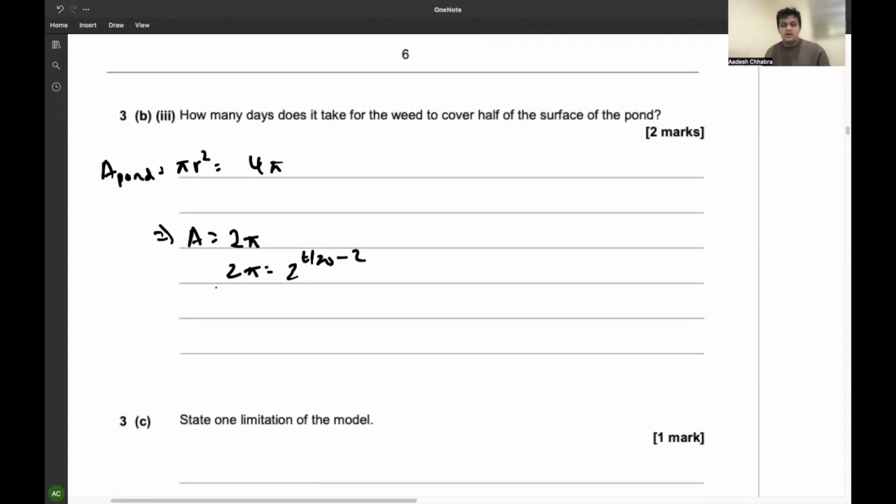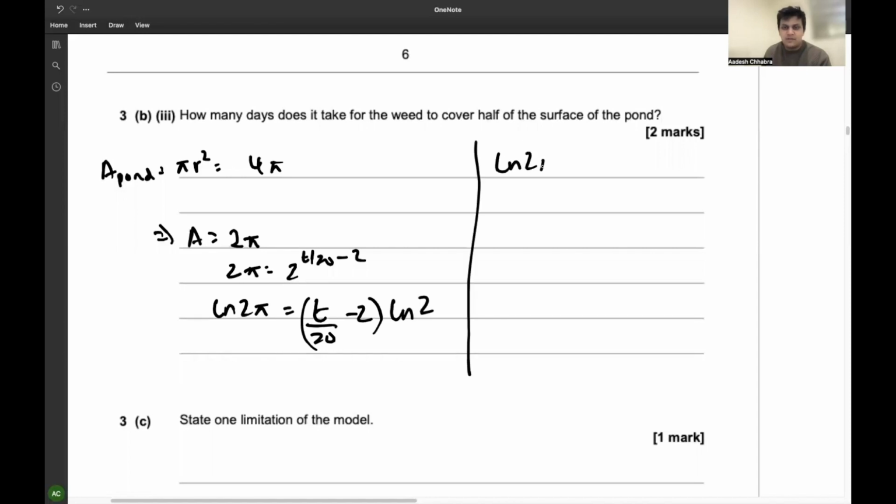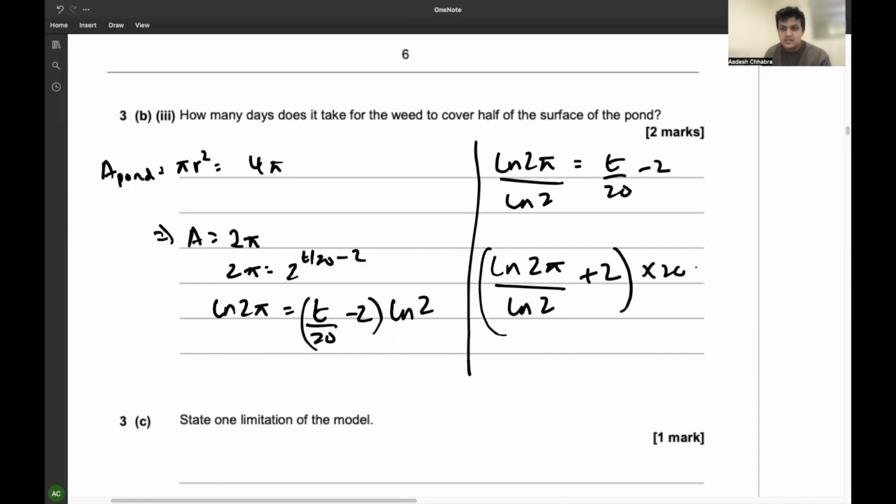Go ahead and take the ln on both sides. We have ln of 2 pi, and this is equal to t by 20 minus 2 times ln 2. We just rearrange, where we have ln of 2 pi upon ln of 2 equal to t by 20 minus 2. So ln of 2 pi by ln 2 plus 2, times 20, would just be equal to t. If you put this into your calculator, you will get the value of 93.03 days.